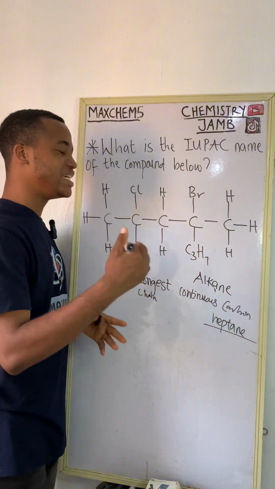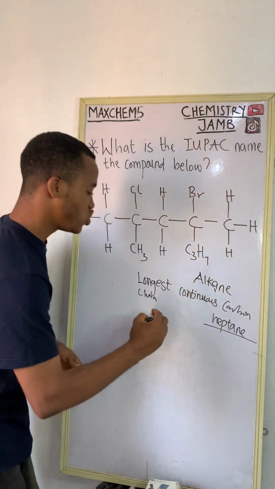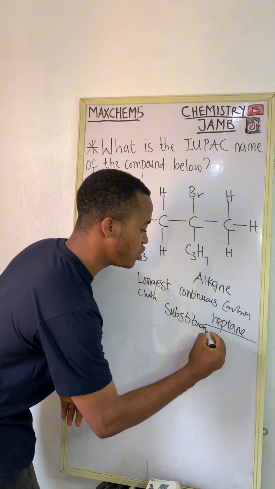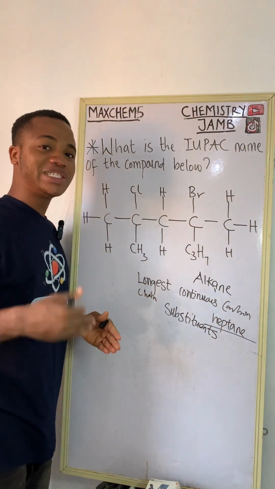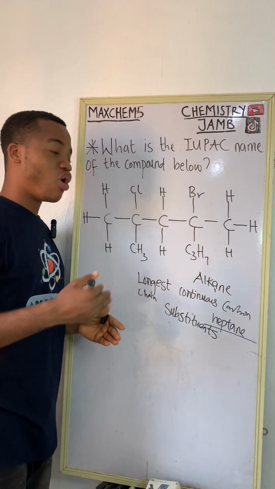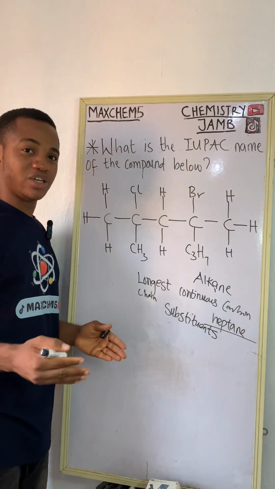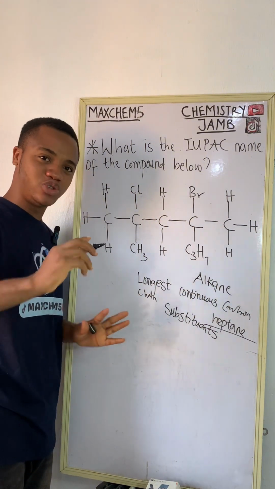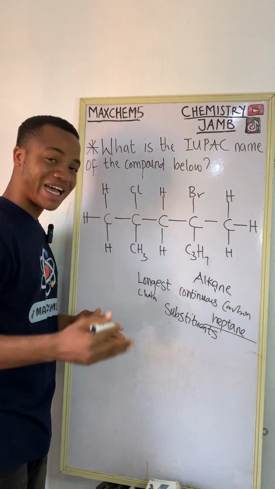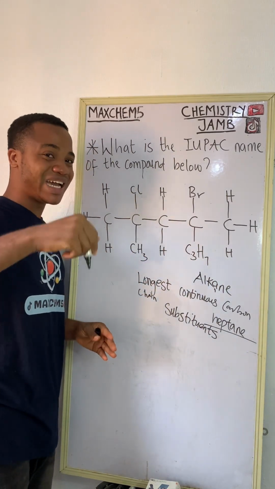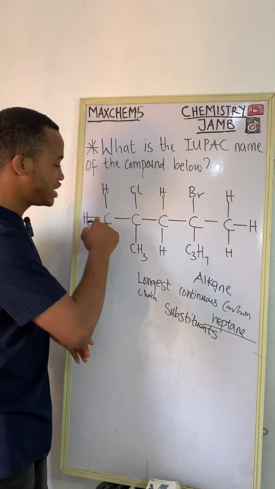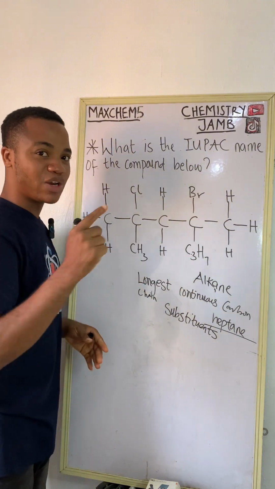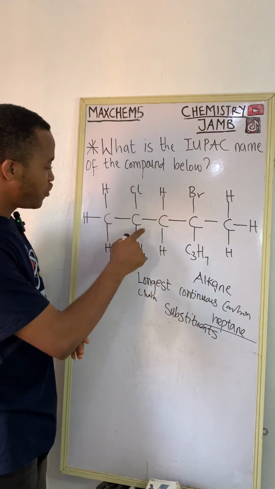Now, the next thing is to identify the substituents. When I say substituents, what do I mean? Substituents are just atoms that are attached to the longest continuous carbon chain that are not hydrogen. Don't forget, this is our longest continuous carbon chain, from this place to this place to this place. So what are these substituents? Let's look for things that are not hydrogen.